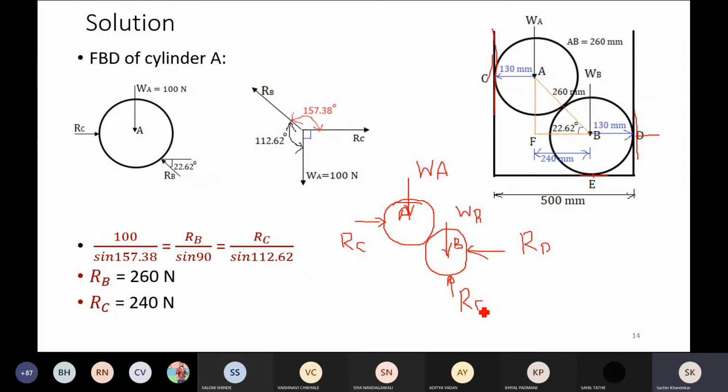Okay. Now, what about the reaction offered by A on B and B on A? Whether I need to show it here. Suppose this is RA, the reaction offered by A on B, and this is RB, the reaction offered by B on A. Is it an external force?